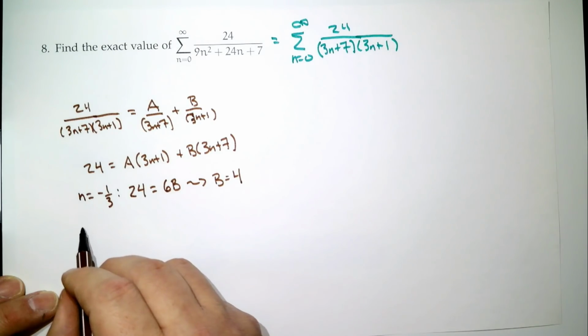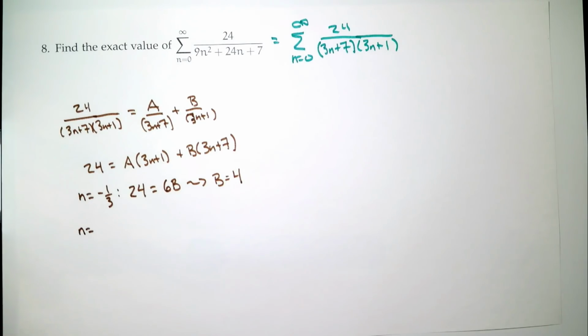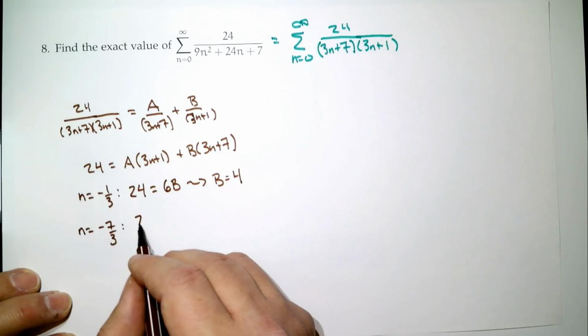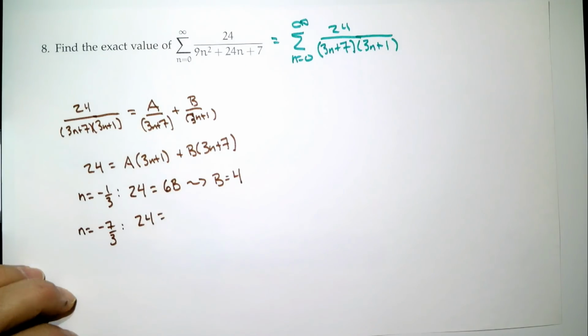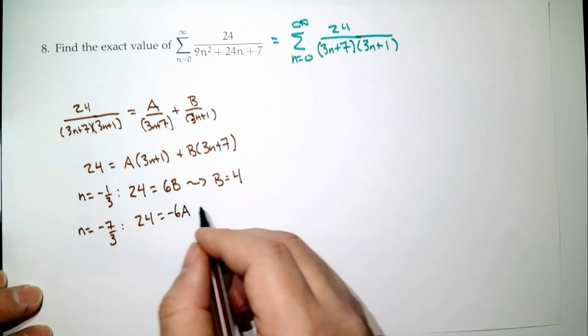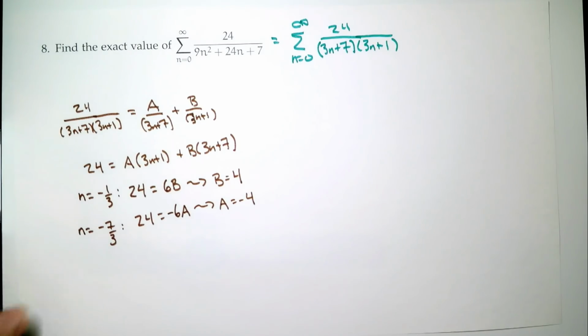It's another good choice for n. Negative 7/3. So I plug in negative 7/3. Again, 24. So negative 7/3 times 3 is negative 7. Negative 7 plus 1, negative 6. So I get 24 equals minus 6 times a. So what is a? A is negative 4. Well, that's interesting. Okay. Well, I mean, it is what it is.